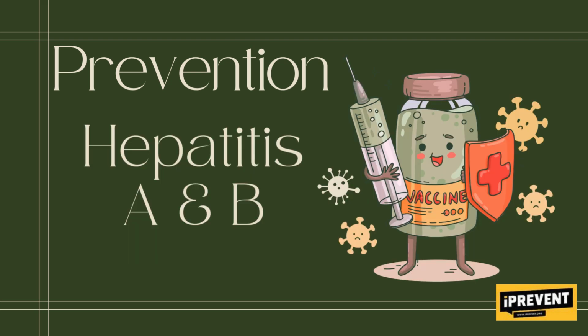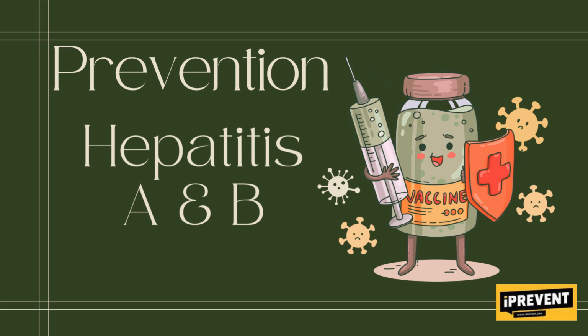Did you know that there are vaccines to help prevent hepatitis A and B? The hepatitis A vaccine is an inactivated virus vaccine. The hepatitis B vaccine is usually given as 2, 3, or 4 shots. Infants should get their first dose of hepatitis B vaccine at birth and will usually complete the series at 6 to 18 months of age.